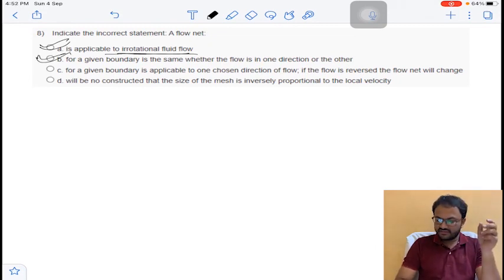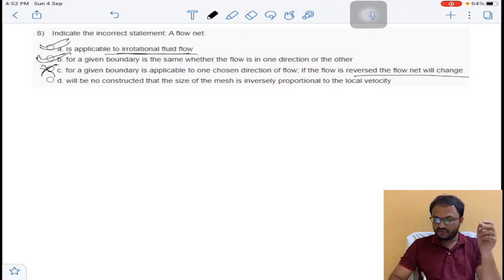Coming to option 3, for a given boundary the flow net is applicable to one chosen direction of flow. If the flow is reversed, the flow net will change. Obviously the flow net will never change. Even if we change the flow from upstream to downstream or downstream to upstream, because of the reversal of flow, the flow net will never change. So option C is incorrect.